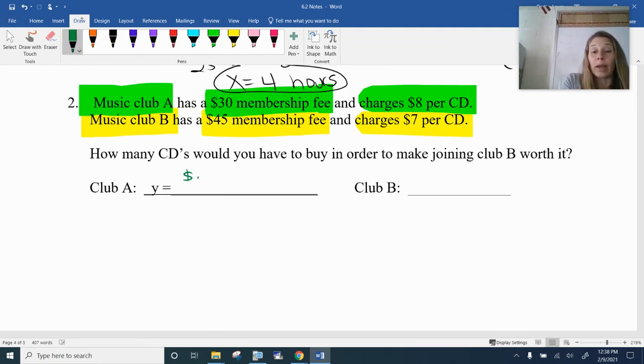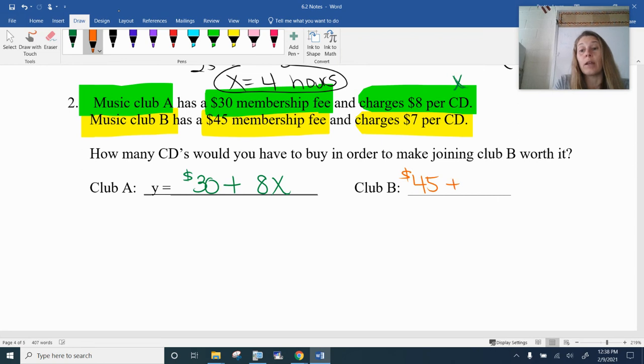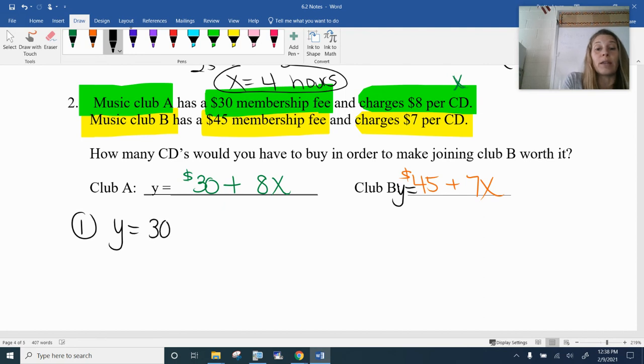All right, so Club A, you start out by paying $30 plus $8 per extra CD, but you could say album, whatever, because we don't have CDs anymore. And then the other option was you pay the $45 up front, and then it was $7 per album that you wanted to keep. So again, oops, I forgot my y equals on this one. The first thing we always want to do is get a y by itself. But luckily for us, both of the y's are already by themselves. So step one is completely done for us.